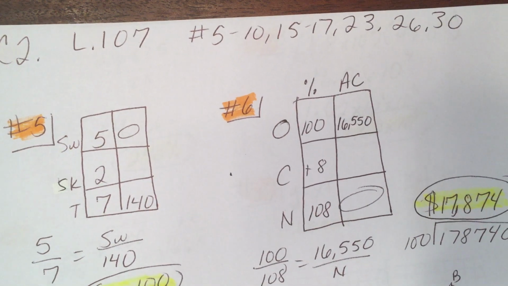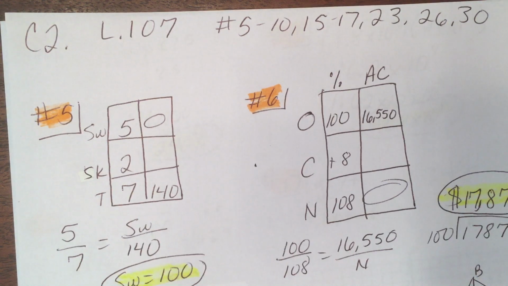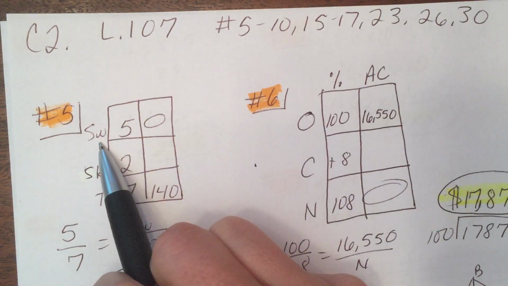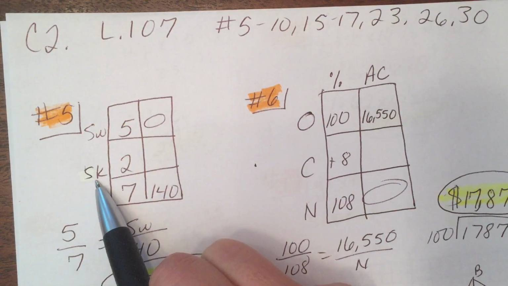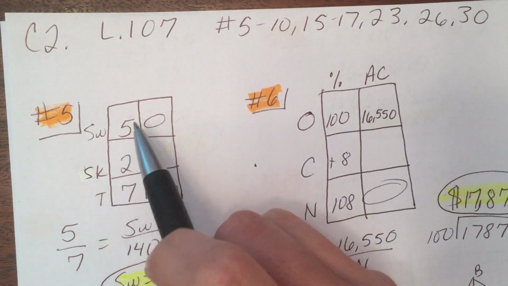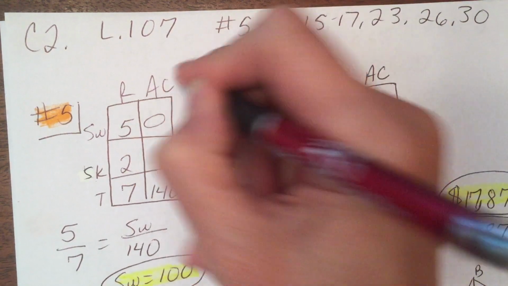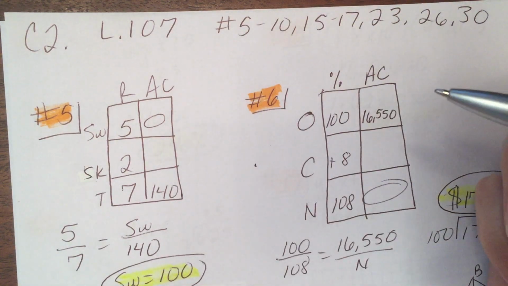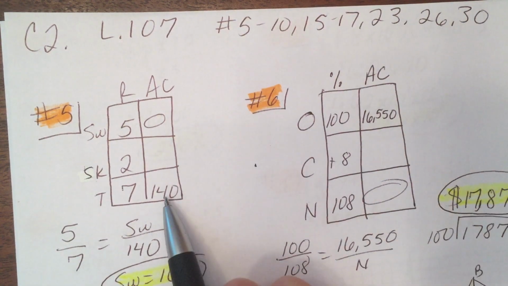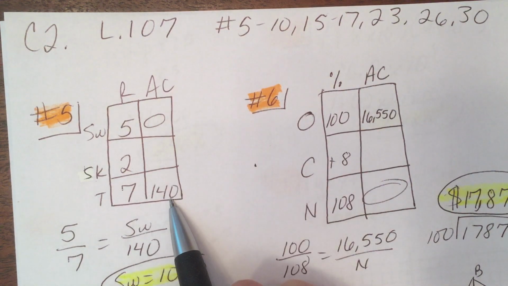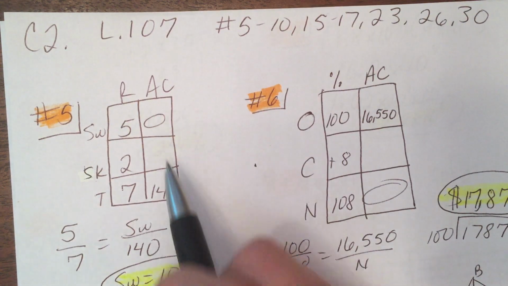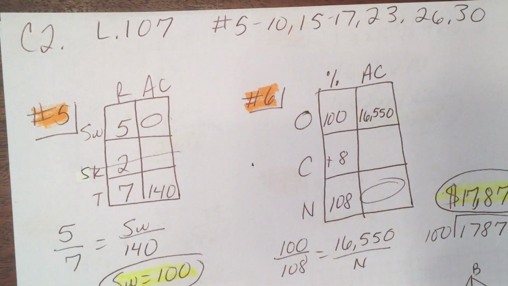Okay, so we start with number 5. The ratio of swallowtail butterflies to skipper butterflies was 5:2. So I said SW for swallowtail and SK for skipper. 5:2, that totaled 7 in the ratio category. It said that there were 140 butterflies in the conservatory, so that's the actual total of butterflies. They want to know how many were swallowtails, so I circled the swallowtails. I can get rid of the skipper butterflies.